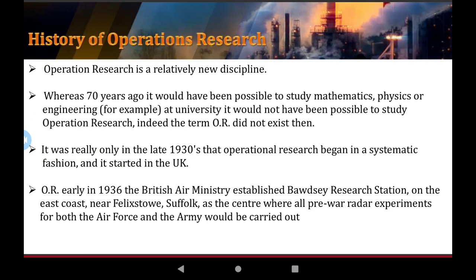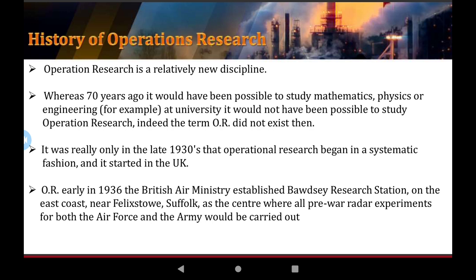Now some of the history of operation research. As discussed in the last lecture, operation research started after the Second World War. Operation research is a relatively new discipline, a new approach to decision making and project completion.